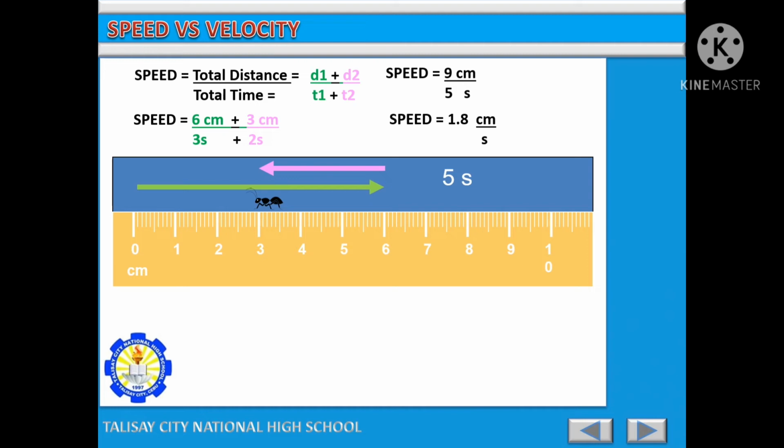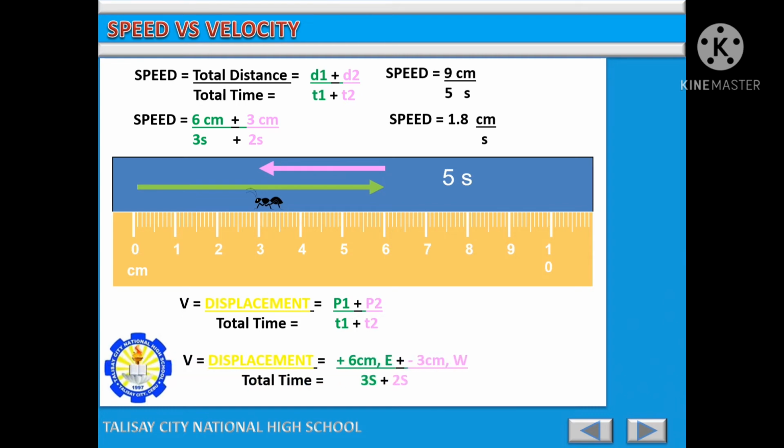Now, in calculating the velocity of the ant, it is another thing. Because in speed, we use distance, but in velocity, we use displacement. Therefore, in solving for the velocity of the ant, it is position 1 plus position 2 divided by time 1 plus time 2. It is positive 6 centimeters to the east. That is what is given in the problem. Why is it positive 6? It is because east, or going to the right in the number line, is a positive value. Plus, the ant is heading towards the west 3 centimeters, and it is negative 3 centimeters because in the number line, going to the left or going to the west is a negative value, divided by 3 seconds plus 2 seconds.